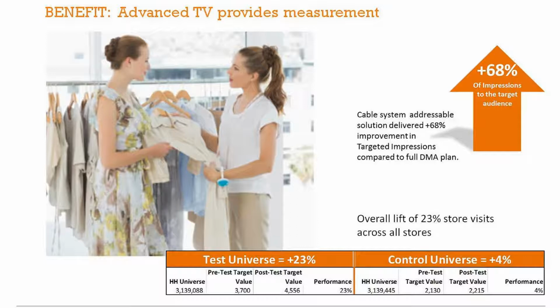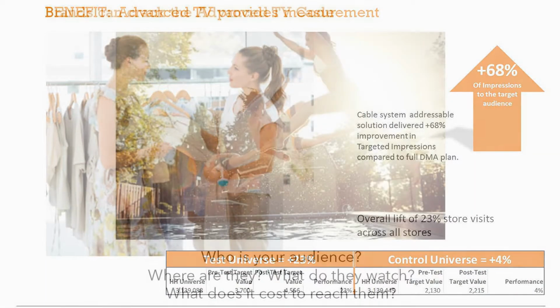And what are the results? Overall, they experienced a 23% lift across the entire chain during the 12-week flight. The test universe was where the flight ran, and the control was where it had been shown previously.